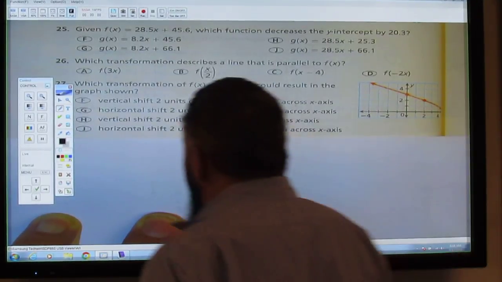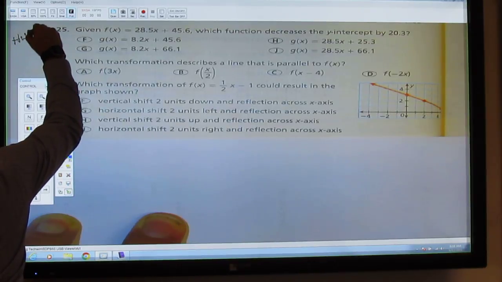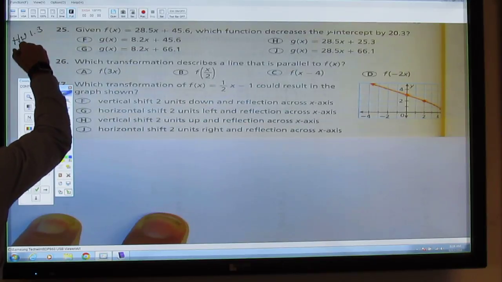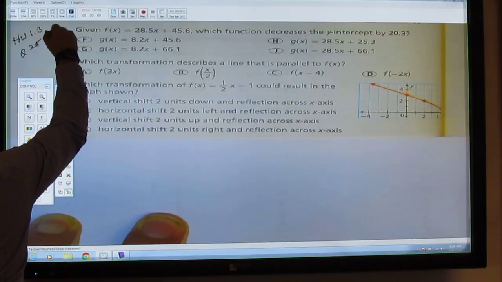Homework 1.3. Okay? And this is questions 25 and 27.